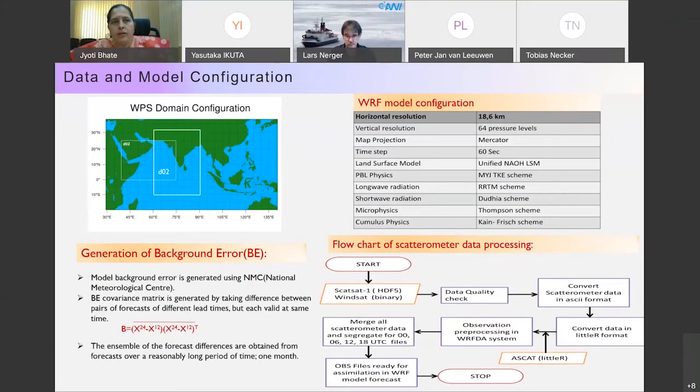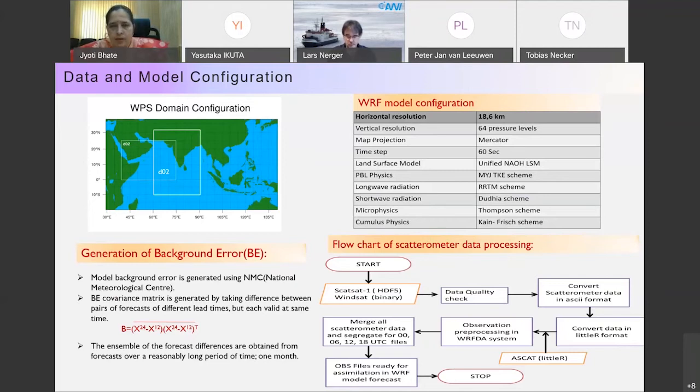We have taken the horizontal resolution as 18 kilometers over the South Asian domain and 6 kilometers over the nested domain. We have taken 64 pressure levels and used the Mercator projection. We have integrated with a 60-second time step. The model physics options we have used are the unified Noah land surface model, the MYJ scheme for PBL physics, the RRTM and Dudhia schemes for longwave and shortwave radiation, the Thompson scheme for microphysics, and the Kain-Fritsch scheme for cumulus physics.